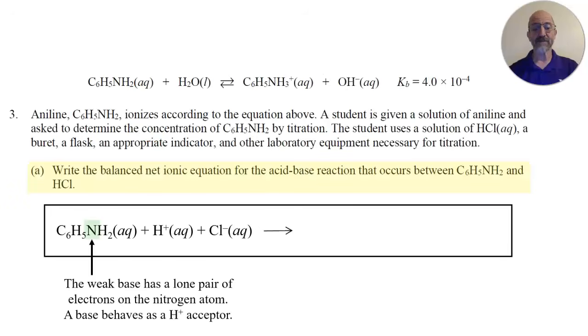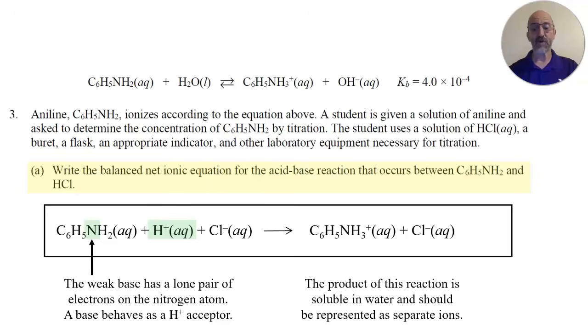So the weak base has that lone pair of electrons on the nitrogen atom. It accepts the H plus from the strong acid. C6H5NH3 plus, that's the conjugate acid of that weak base. That's called the anilinium ion. And then there's the chloride. So the product of this reaction is soluble in water and should be represented as separate ions.